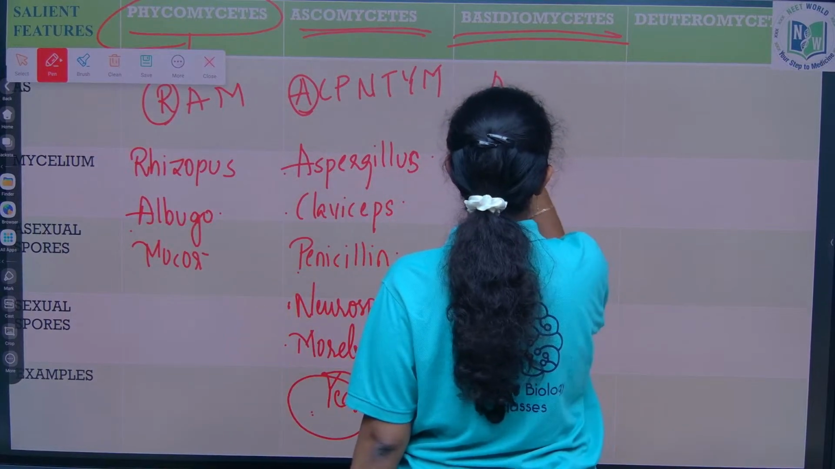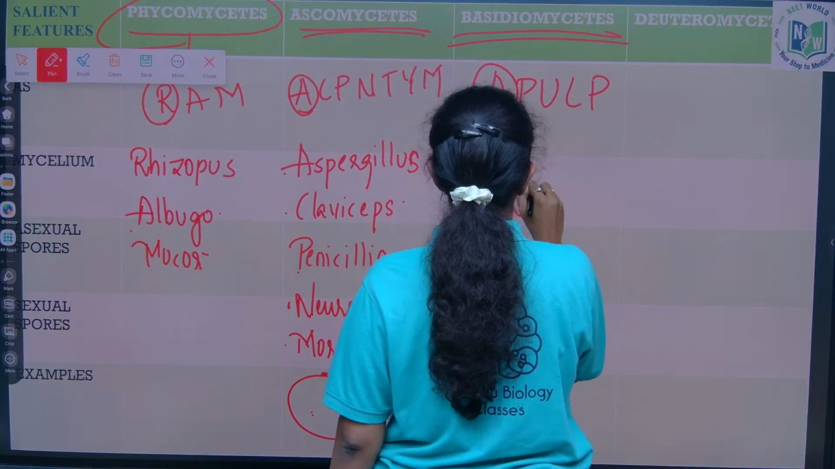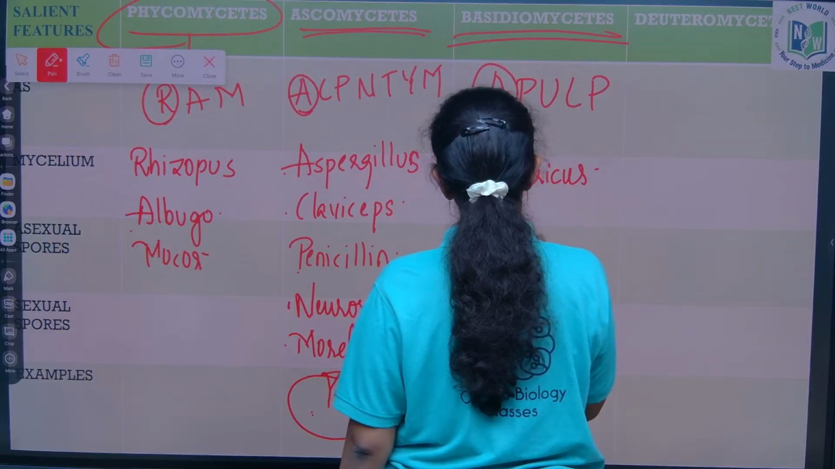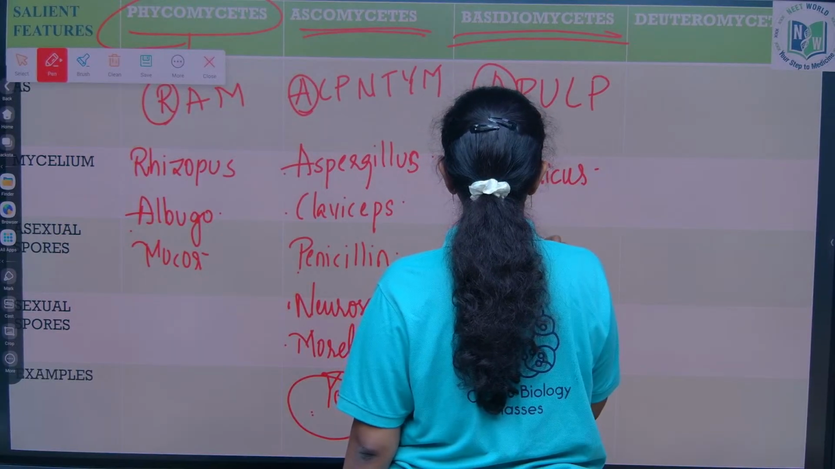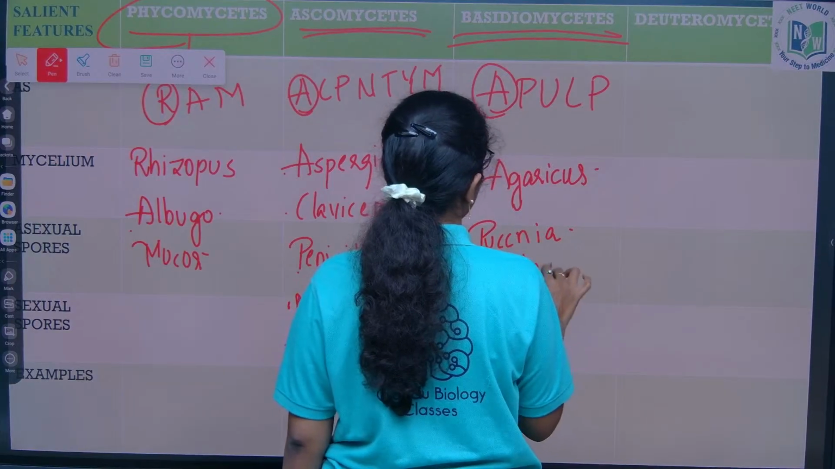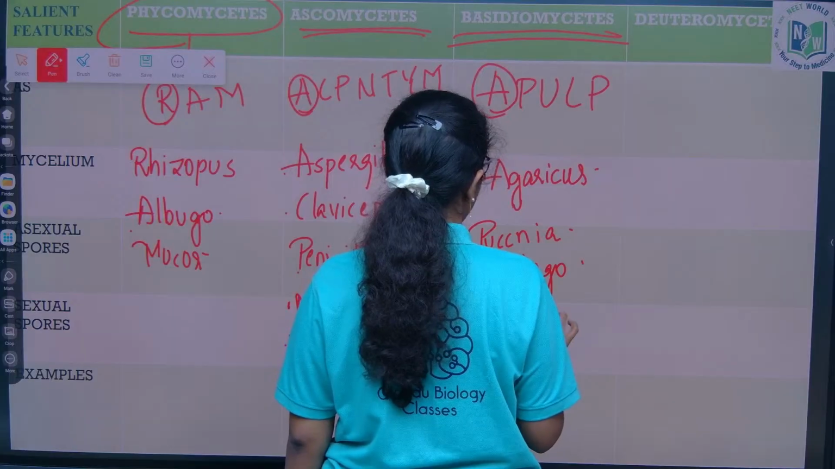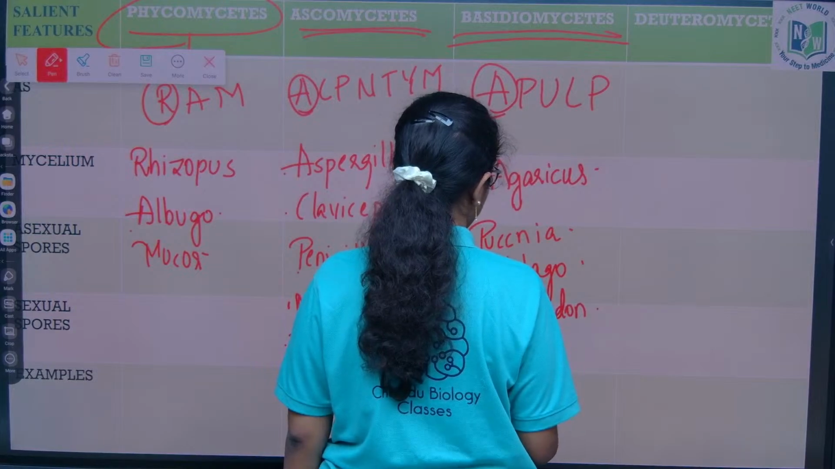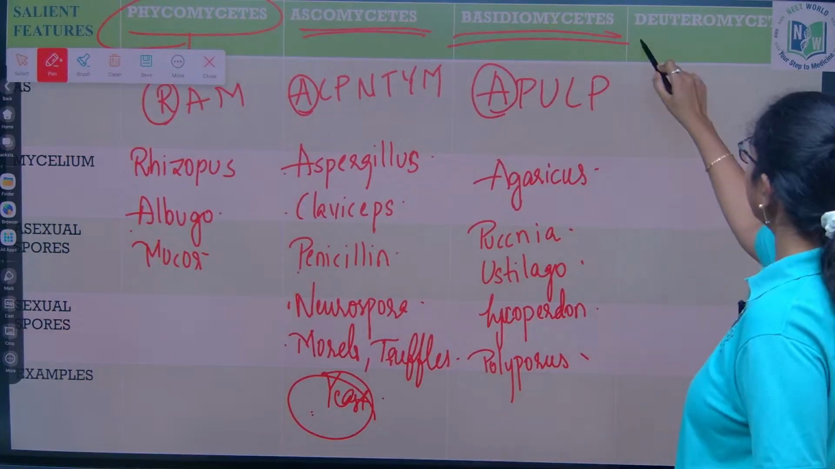Mnemonic? Apple. Agaricus, Polyporus, or you can take down Puccinia also here, your wish. Puccinia, Ustilago, Lycoperdon, and Polyporus. Okay. Next, deuteromycetes.